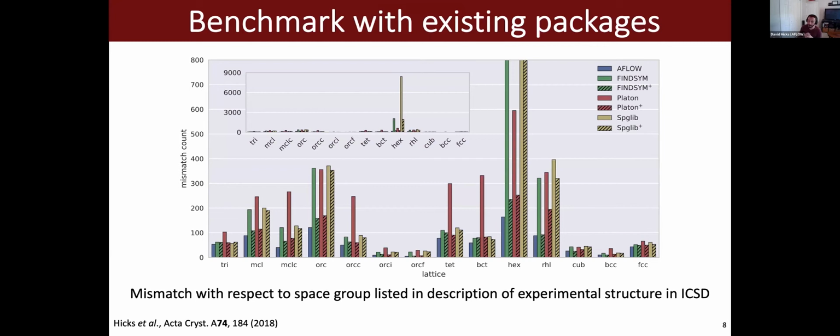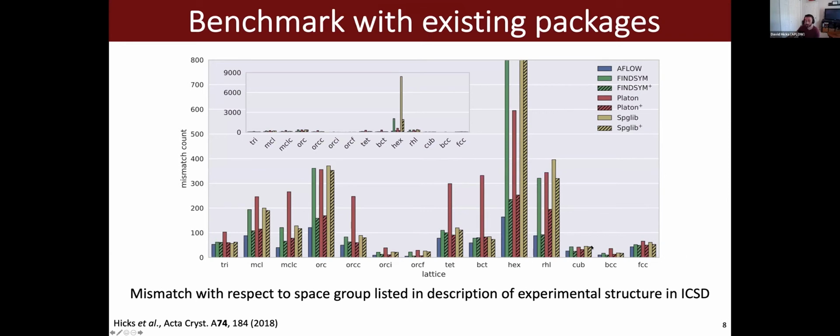Okay, so now your question might be, I've highlighted some of these subroutines that help us to get high consistency results. How do we really compare to the community? So we did this benchmark. For those who are familiar with some of the other symmetry packages in the community, we compared our results to FineSym, Platon, and SPGlib.